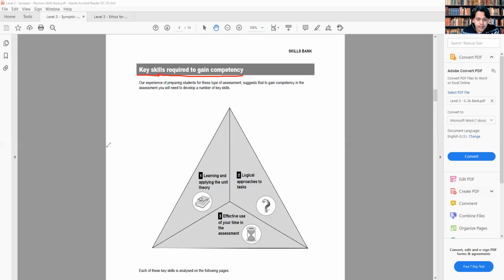Let's have a look. We have 3 steps they are saying. The first one is learning and applying the unit theory, then logical approaches to the task, and effective use of your time in the assessment. So 3 things: applying the theory, using logic, and finally time management. The combination of these 3 will give you a very good score in the exam. So let's go inside and have a look at what else we have.